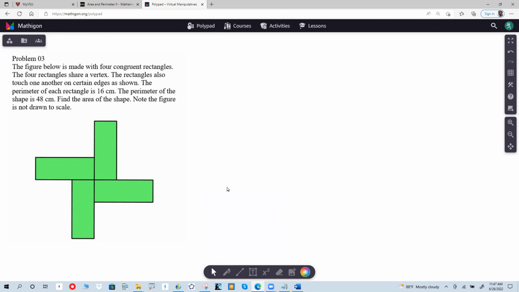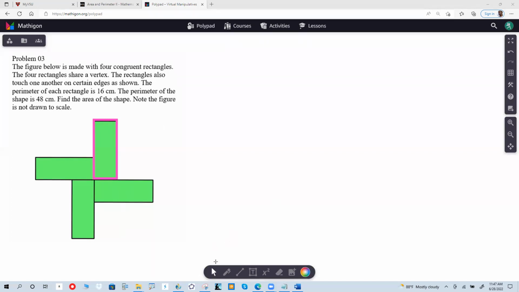Okay. Excuse me, guys. Let's read the question. The figure below is made with 4 congruent rectangles as before. All these rectangles are the same size. Of course, they're touching each other, as you can see. Right here, it's like a windmill. The perimeter of each rectangle is 16. This is 16. All of this.